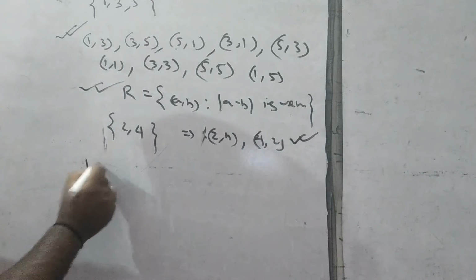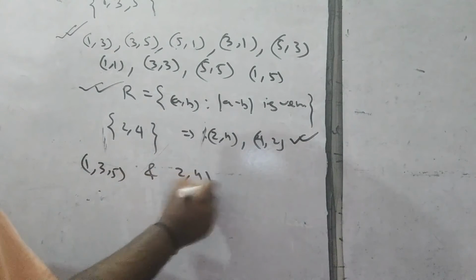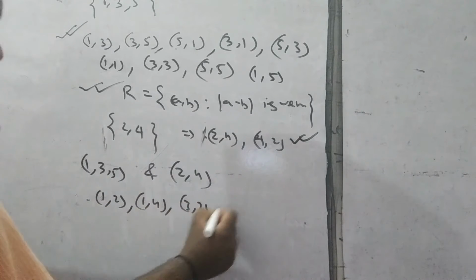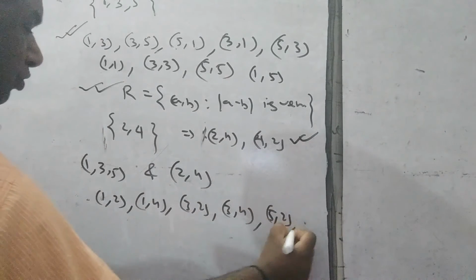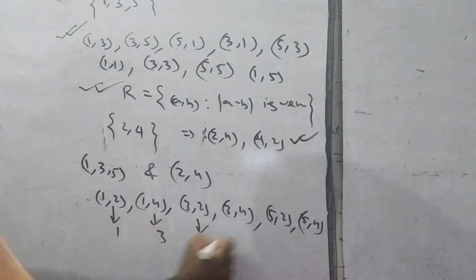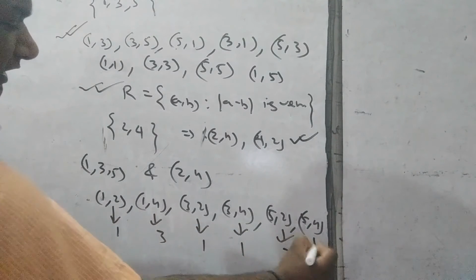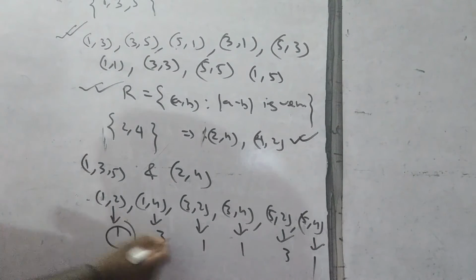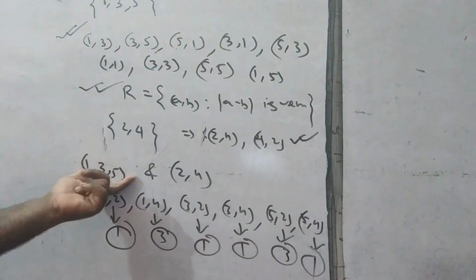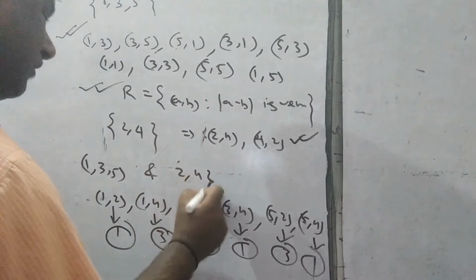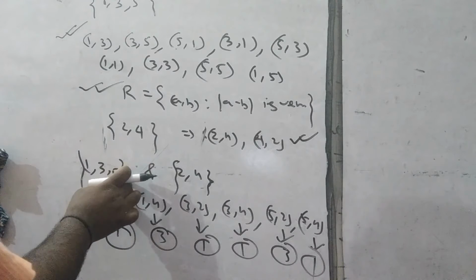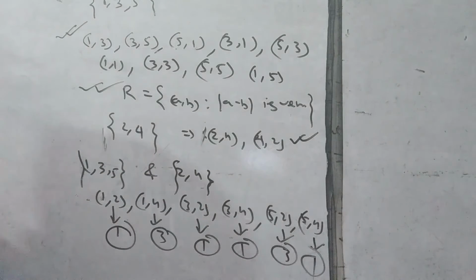But when you take 1 3 5 and 2 4, now form the pairs 1 2, 1 4, 3 2, 3 4, 5 2, 5 4. Now see, the difference is 1, 3, 1, 1, 3, 1. So it is not even. Hence the elements of the set 1 3 5 are not related to the elements of the set 2 comma 4.